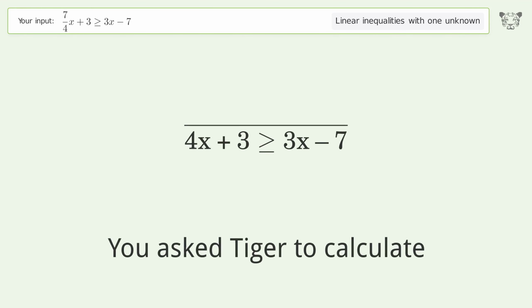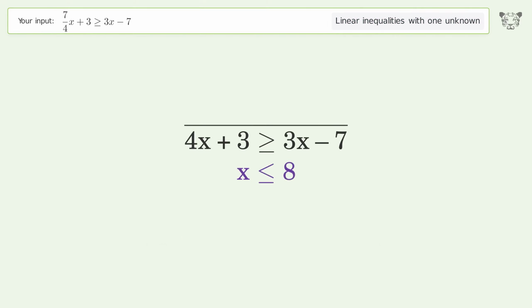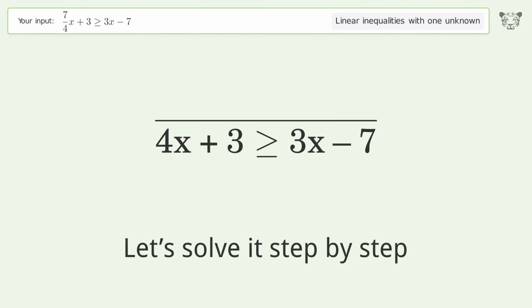You ask Tiger to calculate. This deals with linear inequalities with one unknown. The final result is x equal or smaller than 8. Let's solve it step by step.